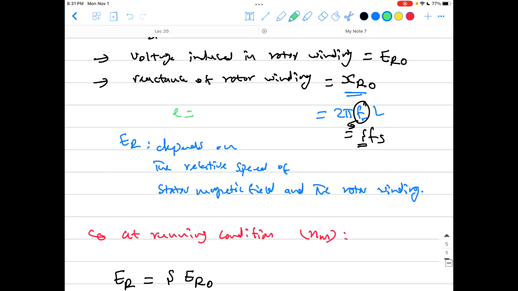Thus, the induced voltage E equals minus N d phi by dt. So with the time derivative of the magnetic field, meaning how much change happens in the magnetic field over time, it determines the induced voltage E. That's why I'm saying this induced voltage, ER or E, depends on the relative speed between the magnetic field and the rotor winding, because this relative speed determines how much change in the magnetic field is seen by the rotor winding itself.